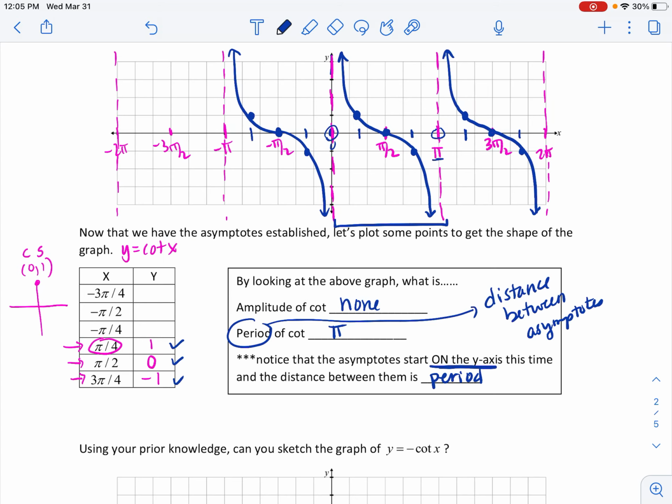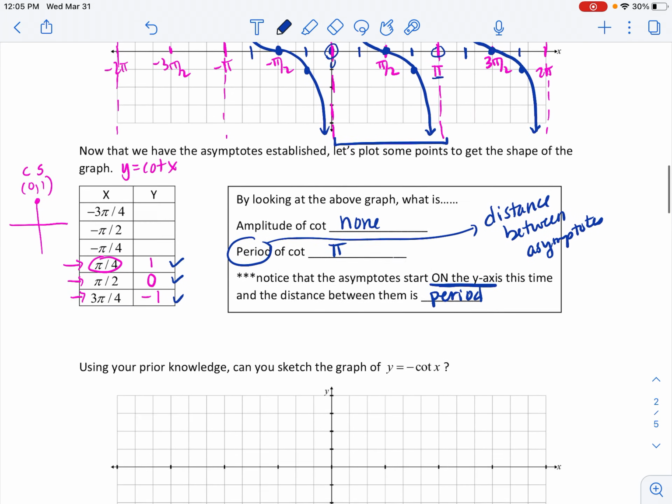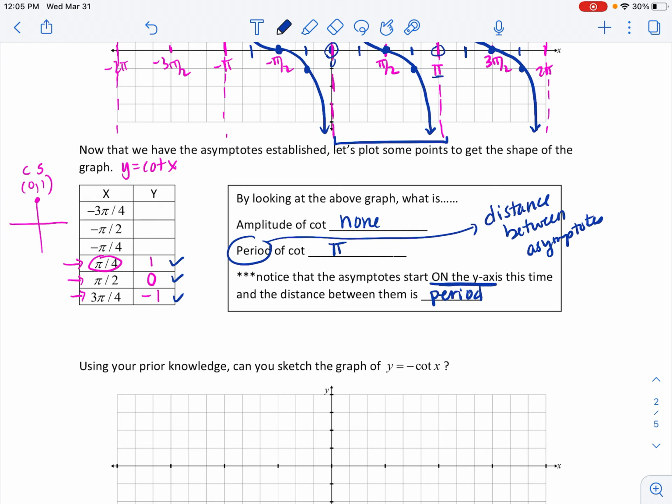Now, let's see, what do you think negative cotangent would look like, okay? I'm just going to kind of highlight it on the top. A negative cotangent is just the cotangent flipped over the x-axis. Oh my gosh, I can't write today. Let's erase that. That looks horrible. Okay, there we go. It's just flipped over the x-axis.